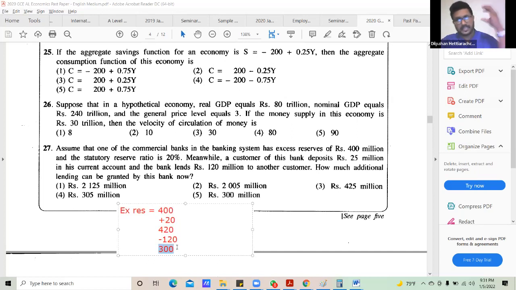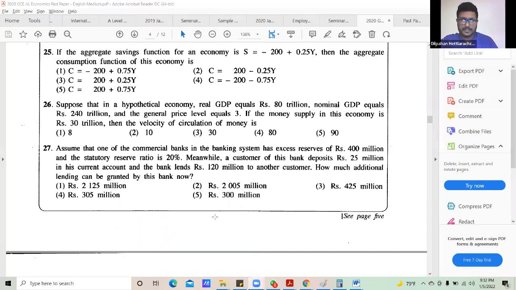They had an excess reserve of 400, and they received another 25 value, but out of this 25, 20 is excess and 5 they have to hold as reserves. So the excess reserve becomes 420, and from this 420 they are lending 120. The question asks 420 minus 120, answer 300. So what's the correct answer? Answer number 5.